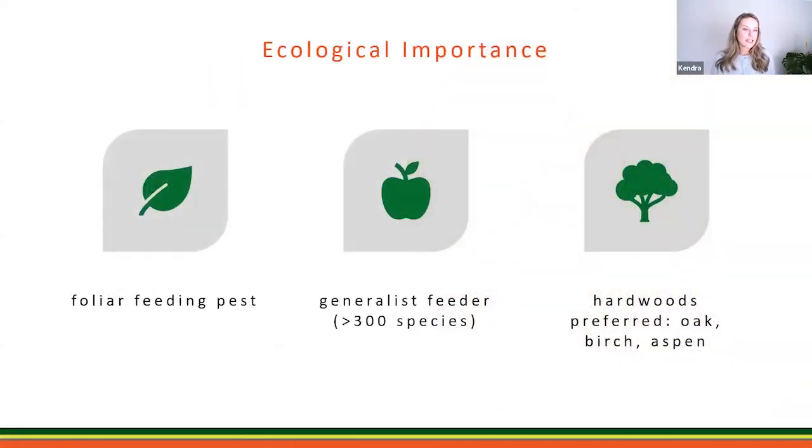Now, again, spongy moth is a foliar feeding pest. So it's going to eat and consume all of the foliage off the plants that it is attacking. Now, this pest specifically is a generalist feeder, okay? It's a generalist, as general as it comes. These guys can feed on over 300 species of plants that we have in our landscapes. They really like hardwoods. They love oak, they love birch, and they love aspen.